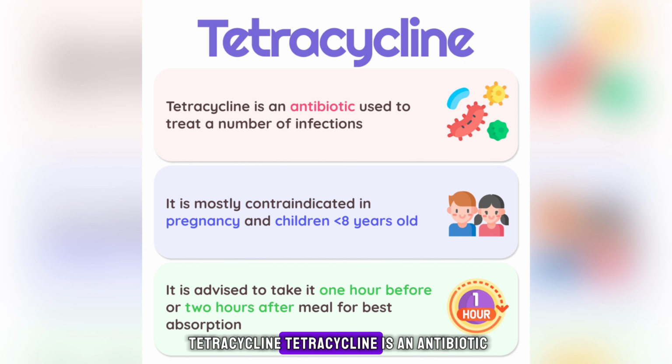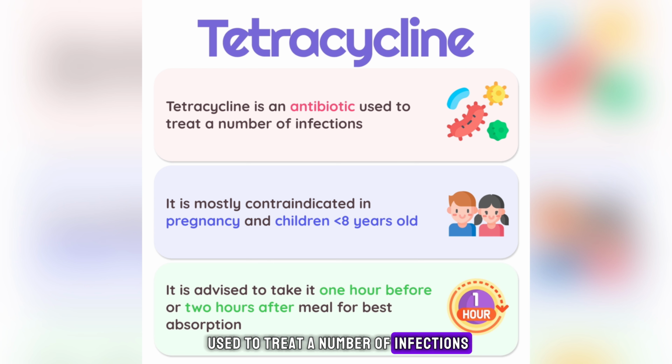Tetracycline. Tetracycline is an antibiotic used to treat a number of infections. It is mostly contraindicated in pregnancy and in children less than 8 years old. It is advised to take it 1 hour before or 2 hours after a meal for best absorption.